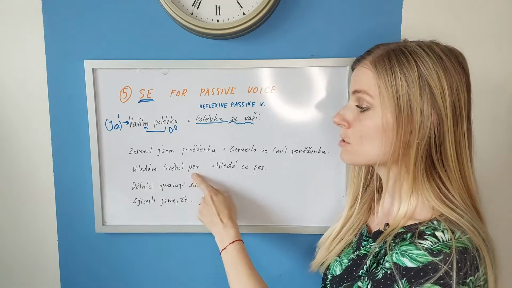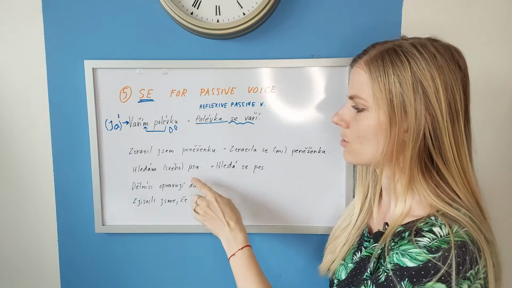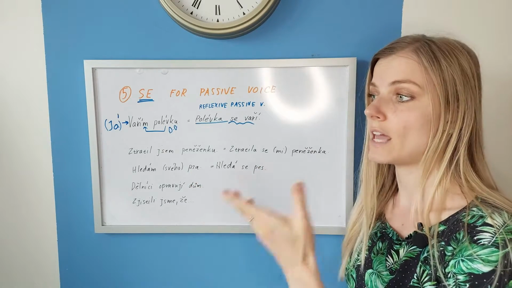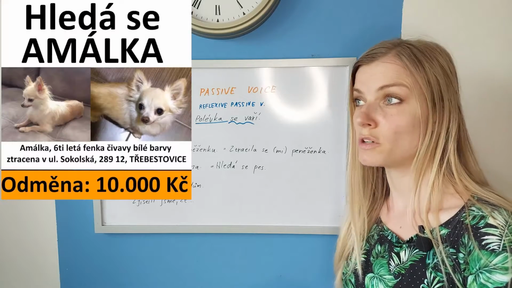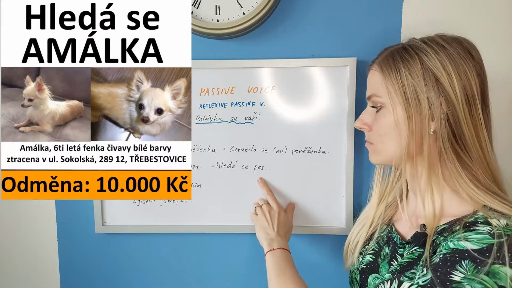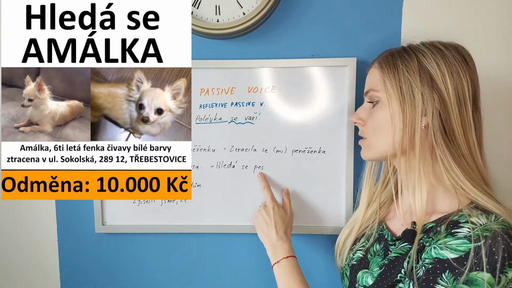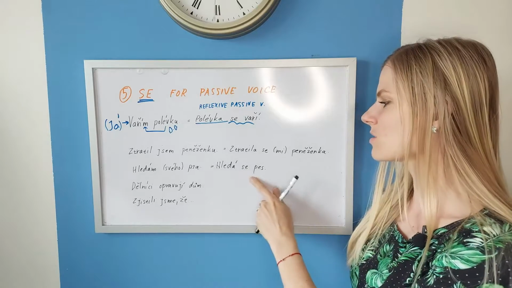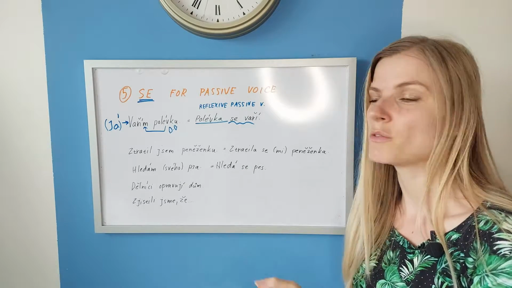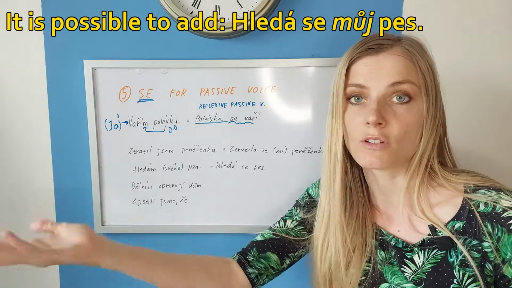Same here. Hledám svého psa, or hledám psa. I'm looking for my dog. And if you want to write an ad, a dog is missing, a dog is being looked for. Hledá se pes. Dog is missing, but literally a dog or the dog is being looked for. And in this sentence, you cannot really say hledá se mi pes. So hledá se pes is simply a dog is missing and somebody is looking for it.